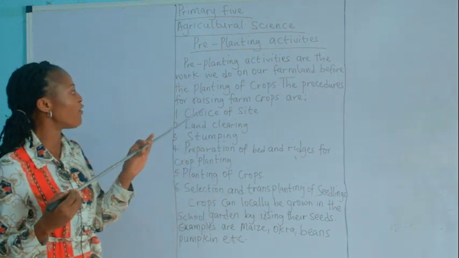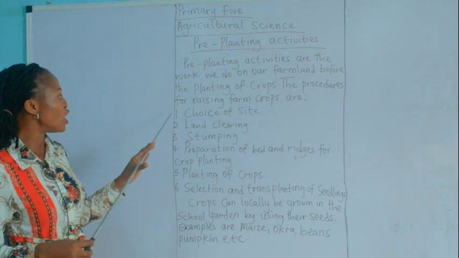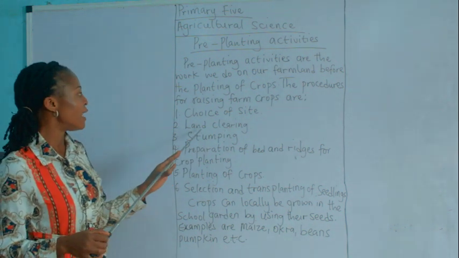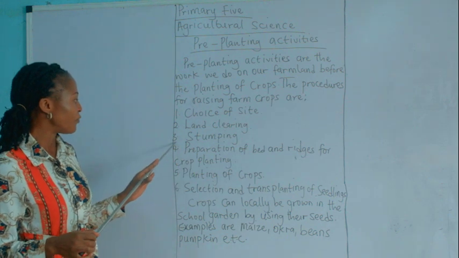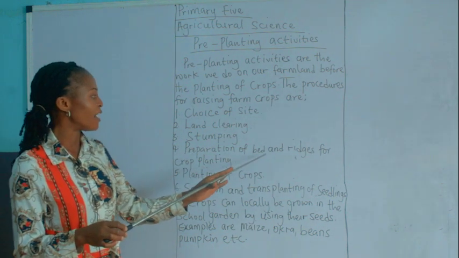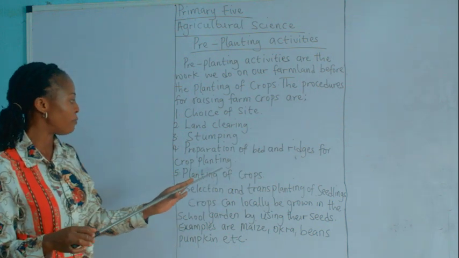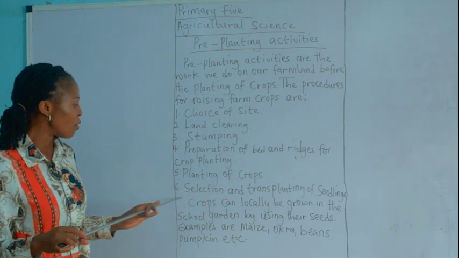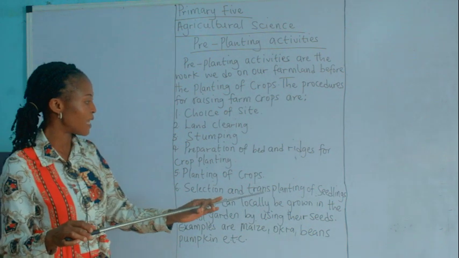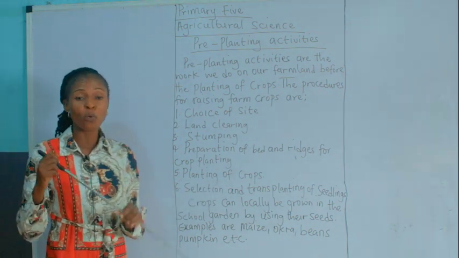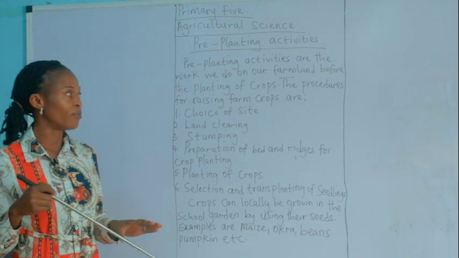The procedures for raising farm crops are: number 1, choice of site. Number 2, land clearing. Number 3, stumping. Number 4, preparation of bed and ridges for crop planting. Number 5, planting of crops. And number 6, selection and transplanting of seedlings. Now I'm going to be taking the explanation one after the other.